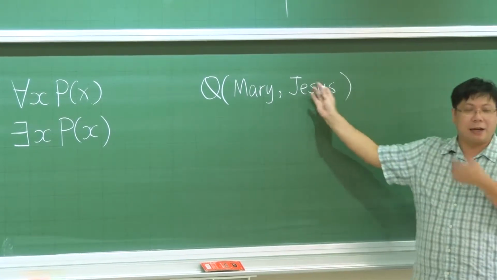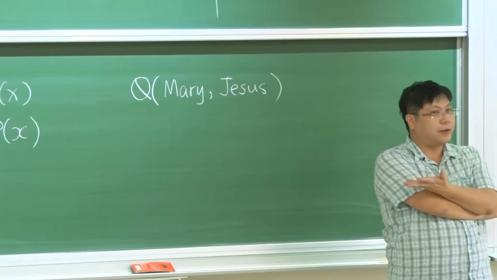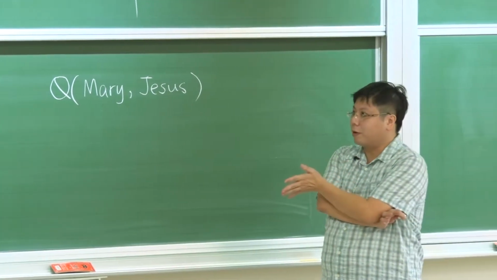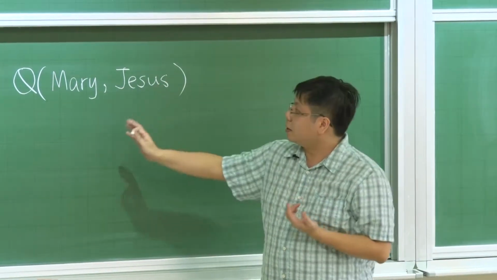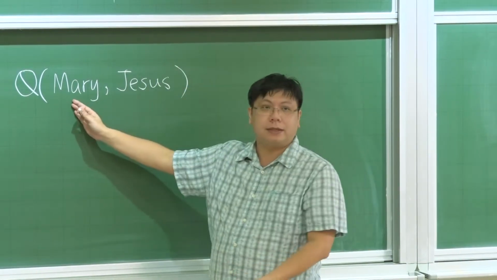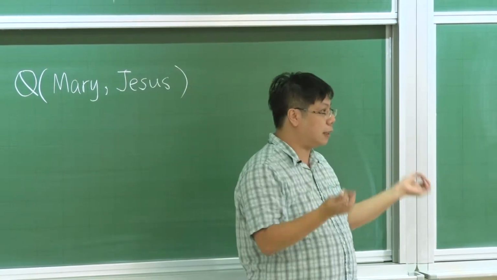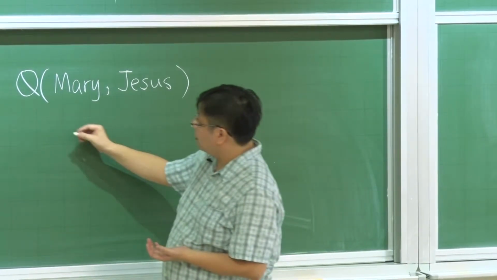Okay, just an example. Let's say Mary is the mother of Jesus. I don't know whether this is true or false. Maybe it is true, maybe it is false. But I know that this is a proposition, because now it is already fixed. This is some person, this is some other person. X and y are fixed, then it is a proposition. Is that okay?